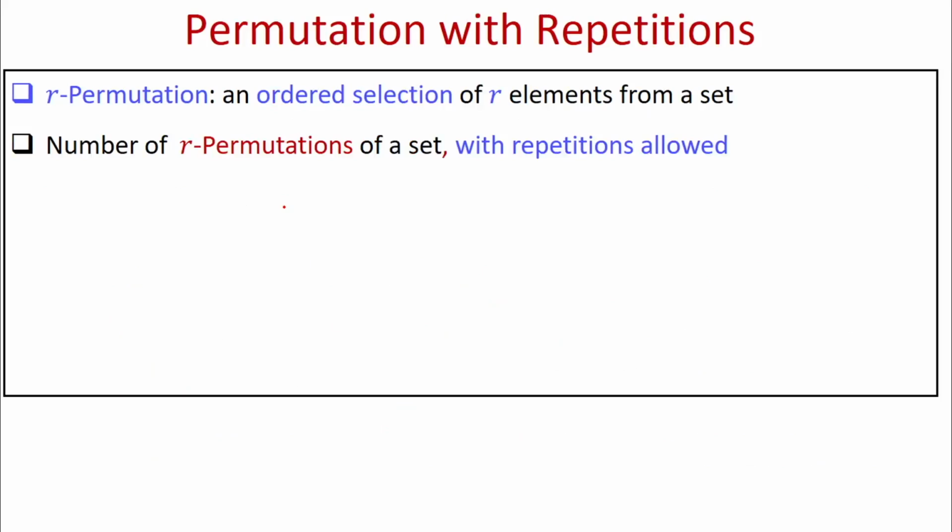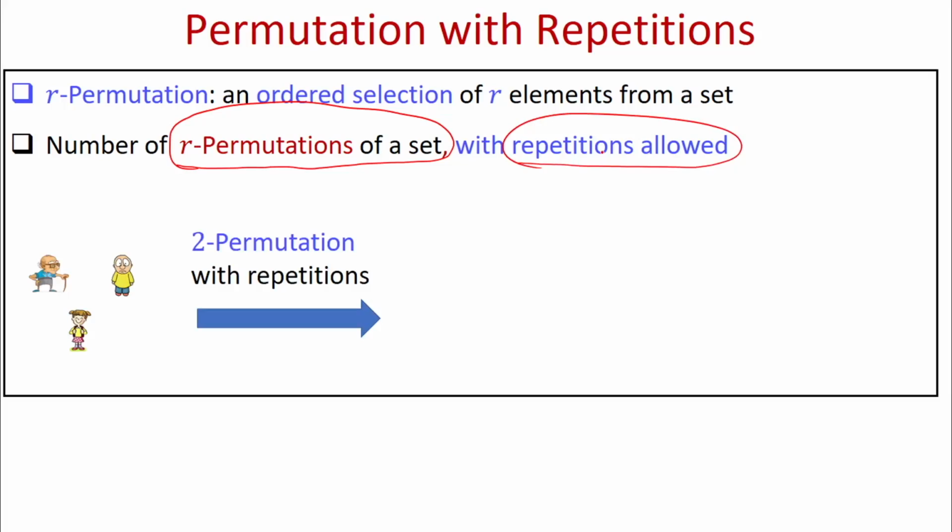Fine. So till now we considered the case of permutations and combinations where repetitions were not allowed. Now we will consider the case where, even in the ordering and in the selection, repetitions are allowed as well. So we are now interested to first find out the number of r-permutations of a set of objects where I am allowed to have repetitions.